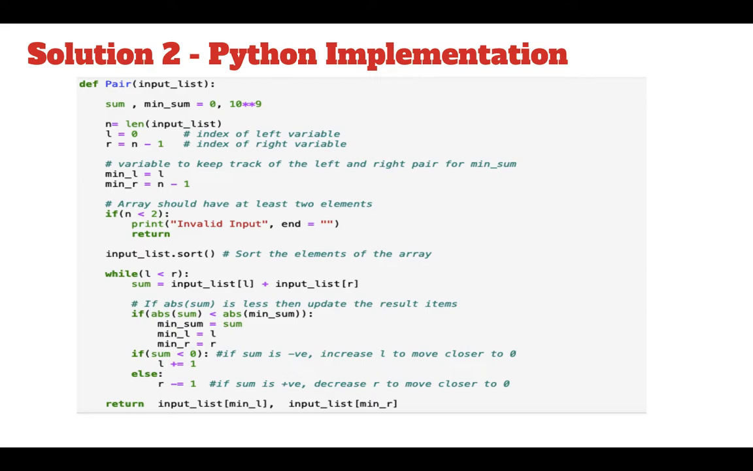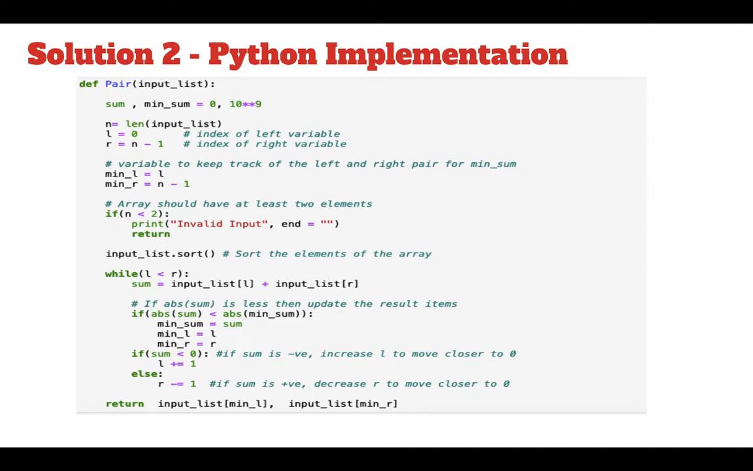We've also defined variables min underscore L and min underscore R to keep track of the index for the left and the right pair for the minimum sum. So minimum underscore L is defined as L and minimum underscore R is defined as n minus 1. Similarly, you should have at least two elements in your list, otherwise it will return an error. First we are going to use Python's inbuilt sort method to sort the input list. So input underscore list.sort is going to sort all the elements of the list.